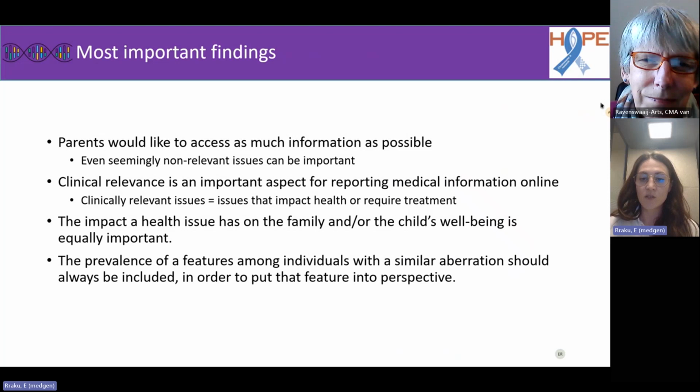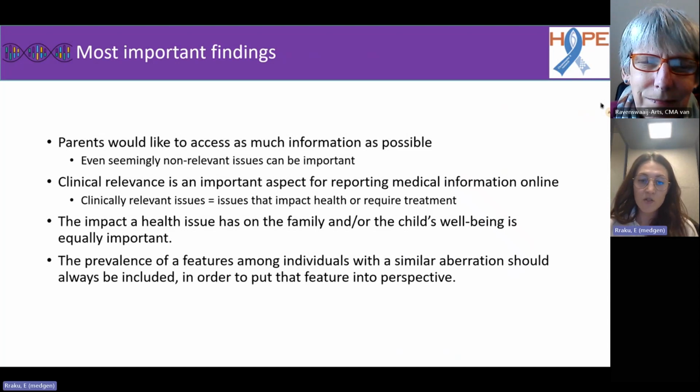However, what was also mentioned, especially by parents and sometimes by professionals, is that the impact that a health problem has on the family or the child's well-being, except for health, is equally important. Think, for example, of sleeping problems that are not always considered medically relevant, but they can cause a burden on the family or the child's quality of life. So that was a new aspect we identified.